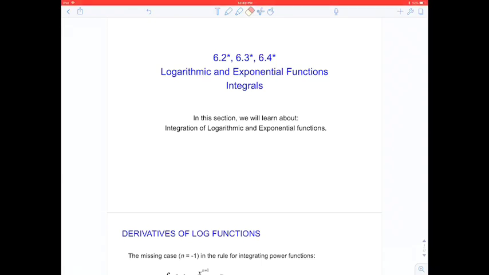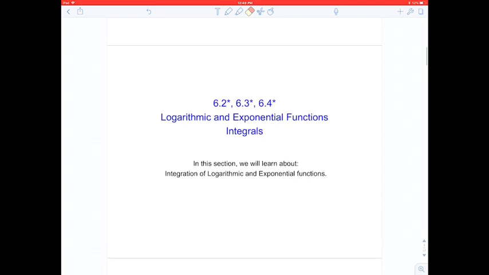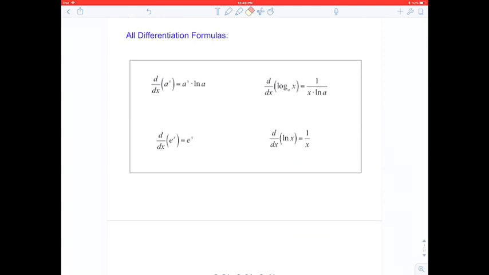Hello, this video is focusing on integration of logarithmic and exponential functions. Before we start the integration, let's check the differentiation formulas from the previous section. That means we remember the derivative of a to the x is a to the x times ln of a.